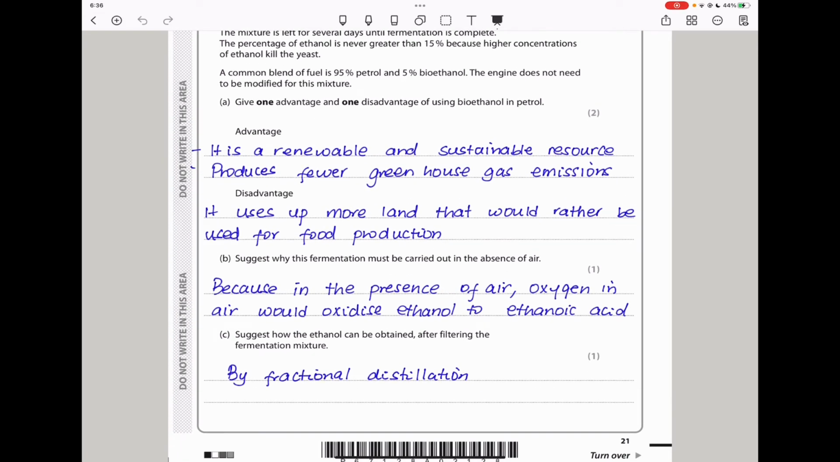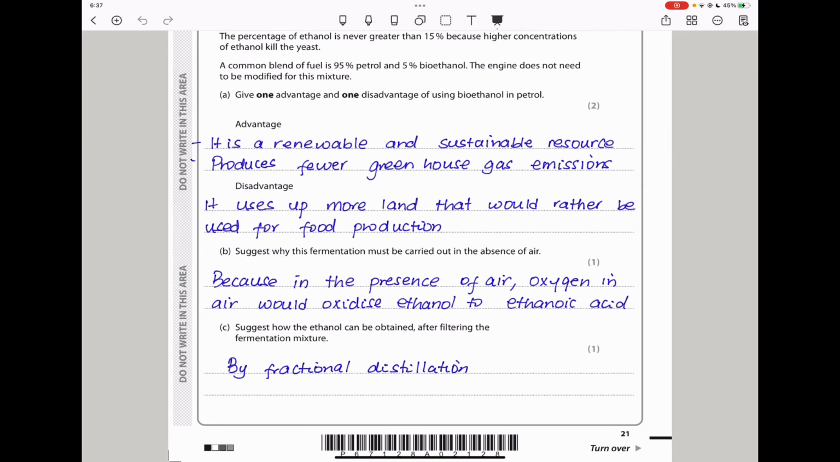Part B says suggest why this fermentation must be carried out in absence of air. Because air contains oxygen, and that would oxidize the ethanol to ethanoic acid, that is not what we intended to make. The next part suggests how the ethanol can be obtained from the fermentation mixture.